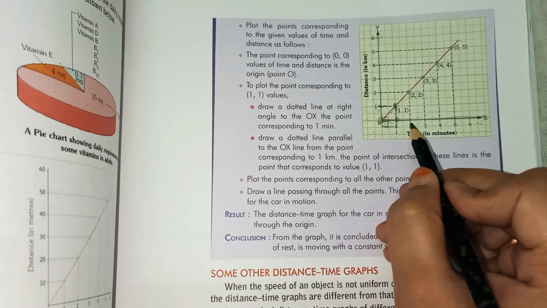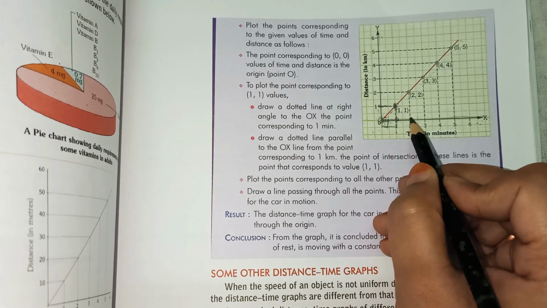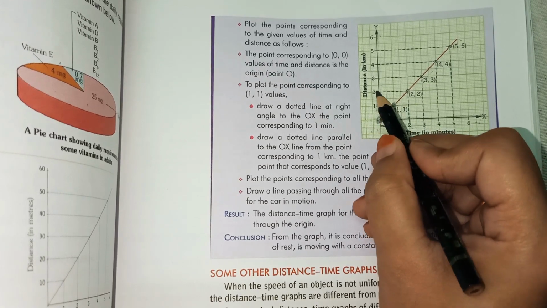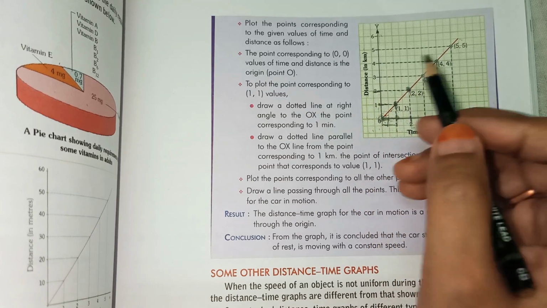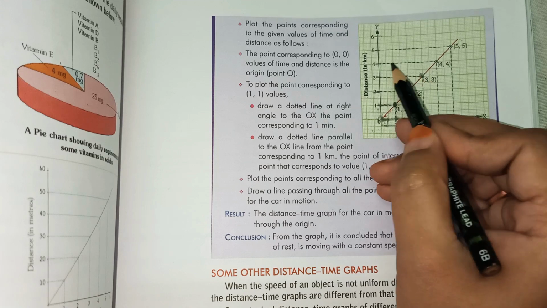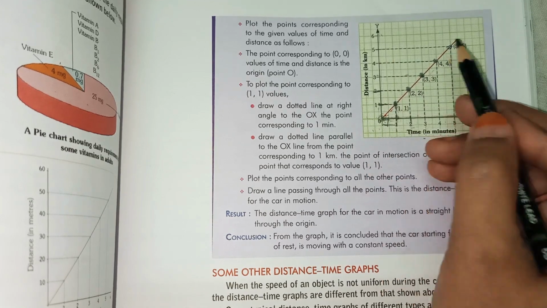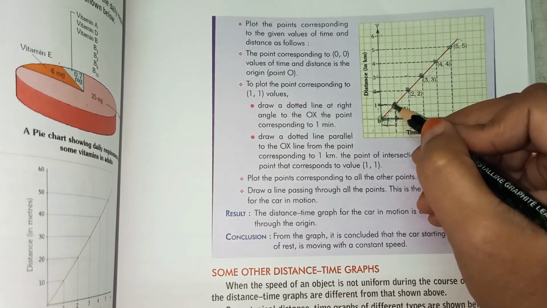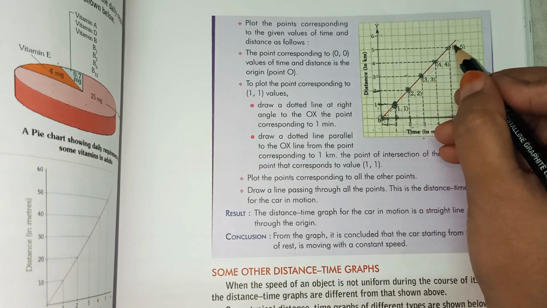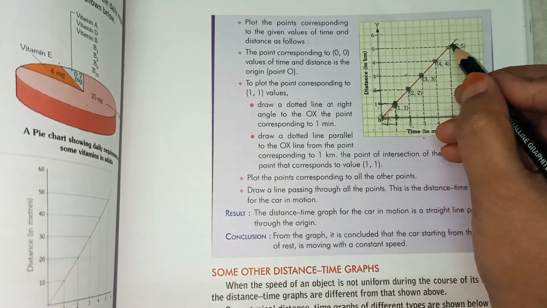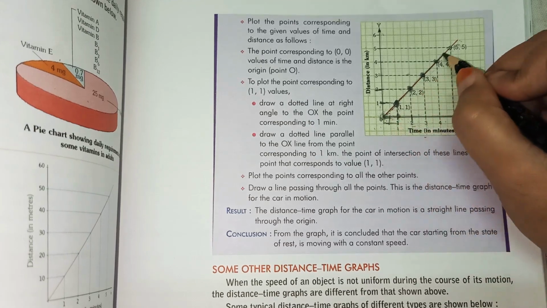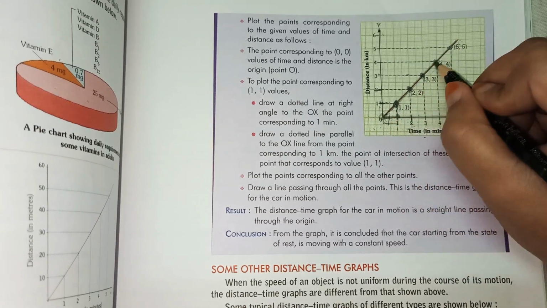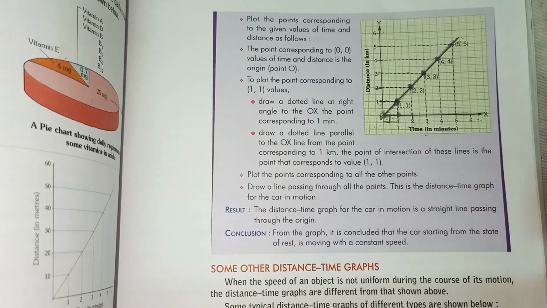When it is 2 minutes, the kilometer will also be 2, so your value will be here. Similarly 3, your value will be here, 4 here, then 5 here. So these are the dots you will put in the graph paper. After putting all the dots in the graph paper, you can see that you can draw a straight line here.